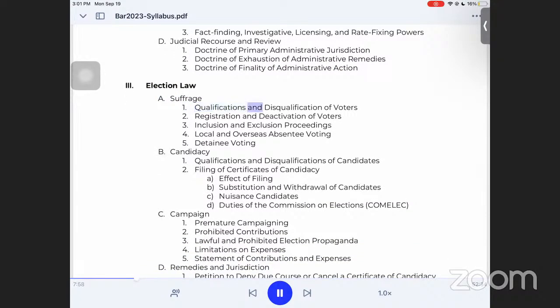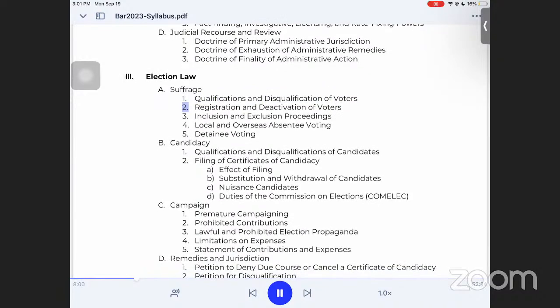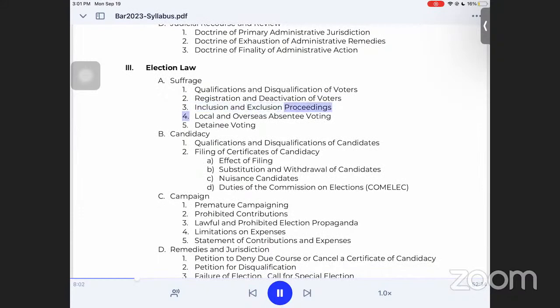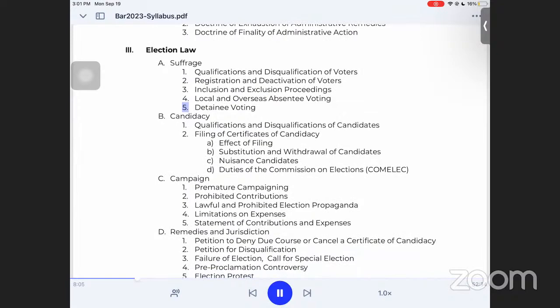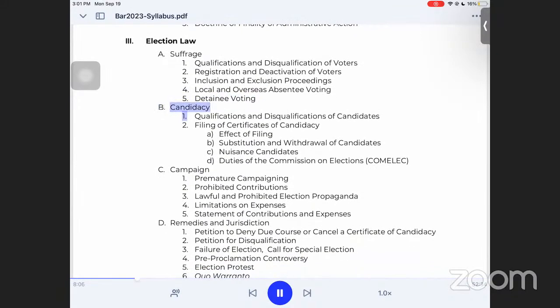1. Qualifications and disqualification of voters. 2. Registration and deactivation of voters. 3. Inclusion and exclusion proceedings. 4. Local and overseas absentee voting. 5. Detainee voting. B. Candidacy.